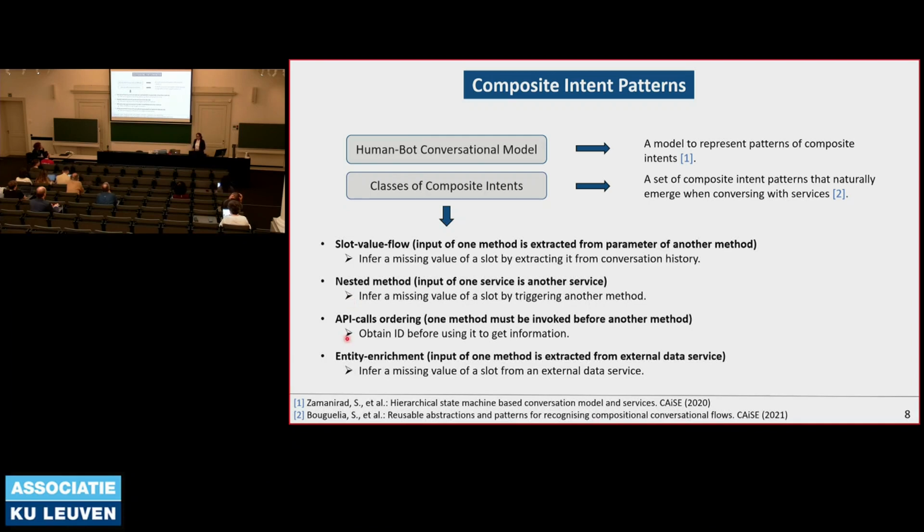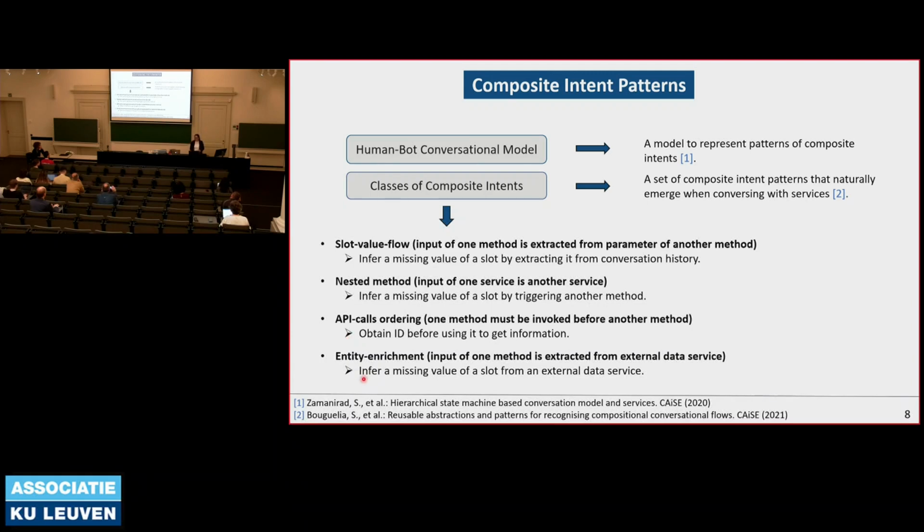There is also the nested method, where sometimes a missing value can be inferred by triggering another method. And there is the API calls ordering composite pattern. This one is related to API constraints. So one method must be invoked before another method. Sometimes in APIs, we have some methods that require as input an ID, and this ID is generated by the system. To get the value of this ID, we need to call or trigger another method in the same API.